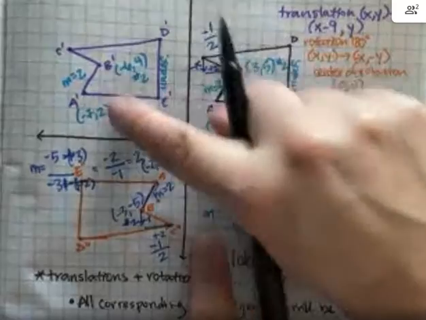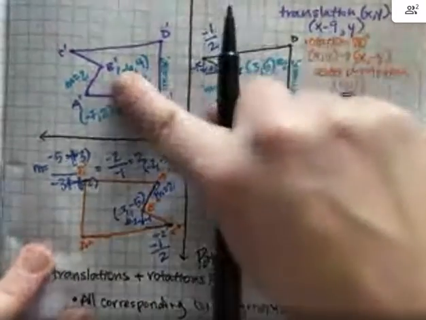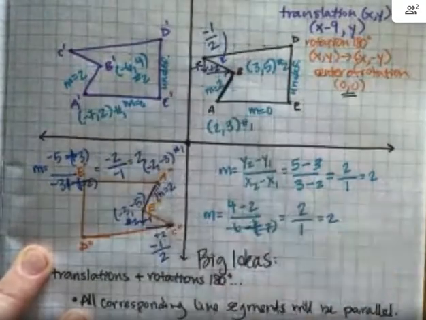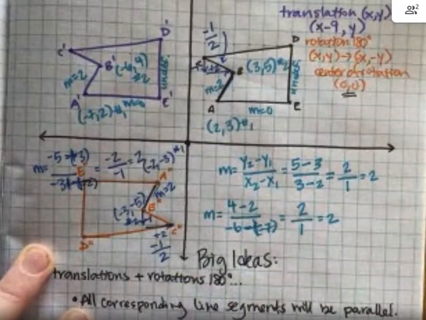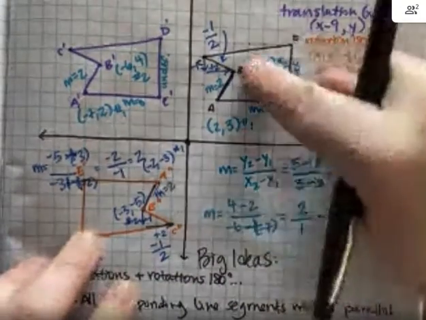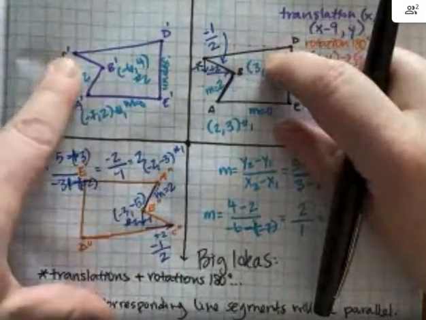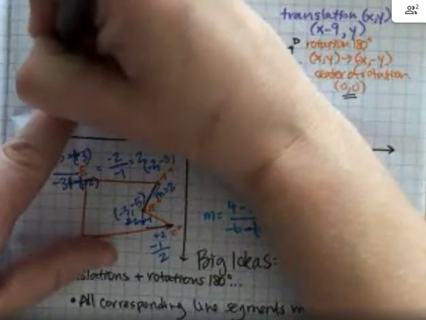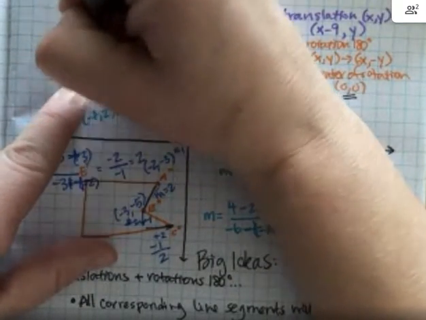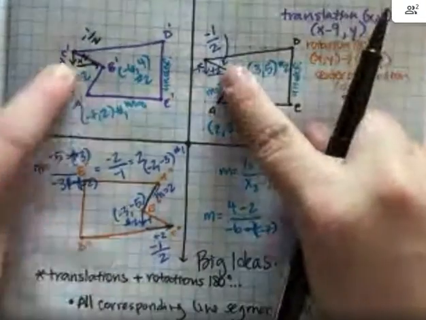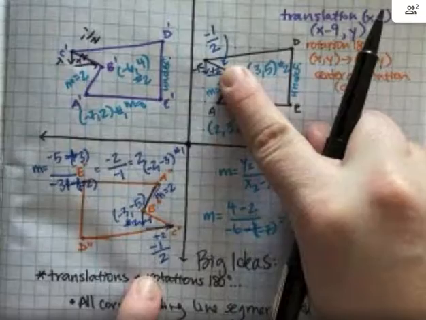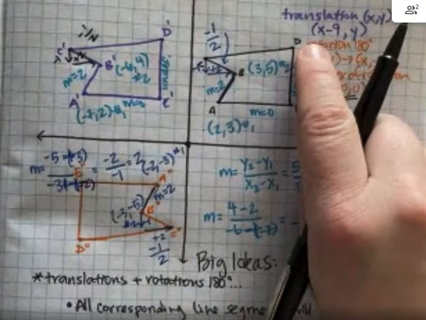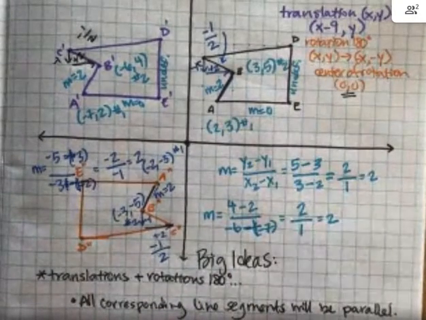So every single one of the corresponding line segments, regardless of if it was just a translation or if it was a rotation of 180 degrees, are going to be parallel. So if I look at CB versus C prime B prime and C double prime B double prime, these are all minus 1 to the right 2, so this is negative 1 over 2. These are also all having the exact same slope. The same slope here, here, and here. If you have the same slope, you have a parallel line. So all corresponding line segments will be parallel.